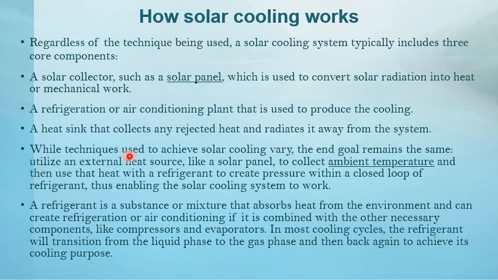While the techniques used to achieve solar cooling vary, the end goal remains the same: utilize an external heat source like a solar panel to collect heat and then use that heat with a refrigerant to create pressure within a closed loop of refrigerant, thus enabling the solar cooling system to work.